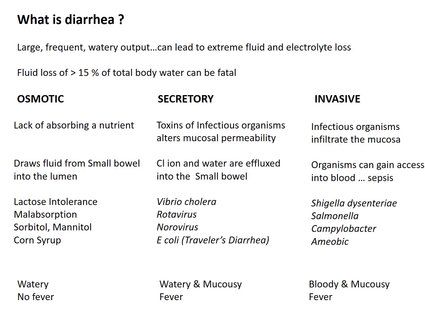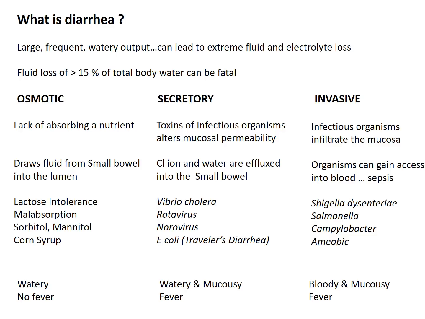Take a look at really quickly here. Osmotic diarrhea, due to lack of absorbing a nutrient. That nutrient draws water into the small bowel. That water being drawn into the small bowel leads to watery feces. You see this in lactose intolerance, malabsorption, individuals who are eating high amounts of a non-absorbable sugar, such as sorbitol, mannitol, and corn syrup. These individuals develop watery diarrhea without a fever.